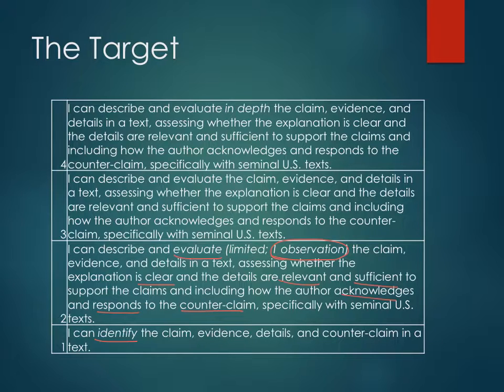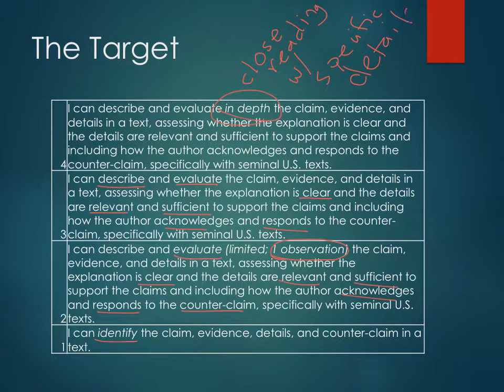At the 3 level, you can describe and evaluate, and you can do all of those things that I just mentioned. You can talk about the clarity of the piece, the relevancy and sufficiency of the details, and the acknowledgement and response to the counterclaim. At the 4 level, you can do all that in depth. So as always, we're going to consider this a close reading. You're going to give me specific details. Okay, so close reading with specific details to support your evaluation. AKA, you'll need to give me votes.